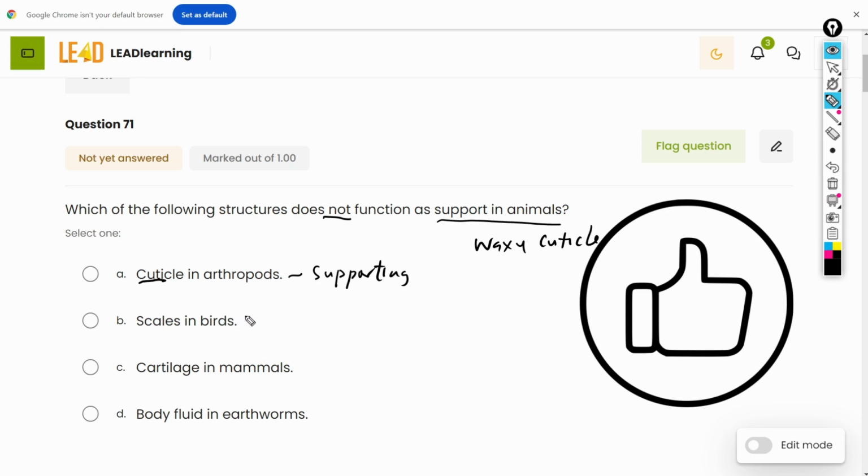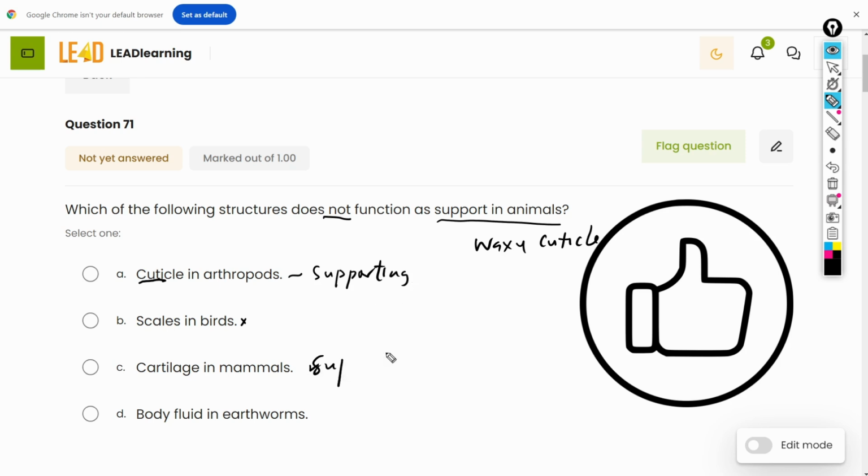Scales in birds does not perform a supporting function. Now, cartilage is a supporting tissue in mammals found in between bones or vertebra to provide a cushioning effect so as to prevent the bones from rubbing against each other. So, supporting function.